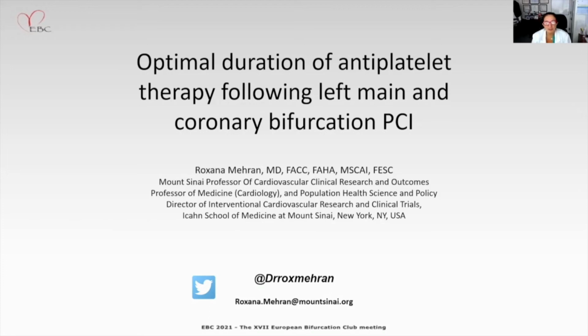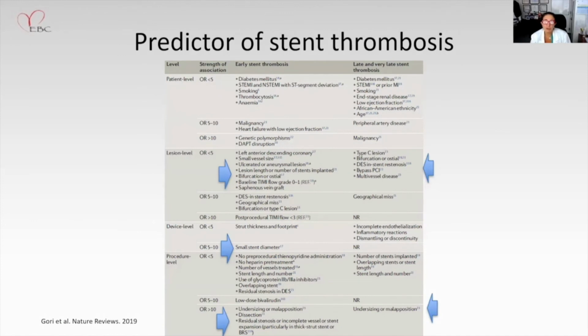It is my honor to be here, and I'm presenting on optimal duration of antiplatelet therapy following left main and coronary bifurcation PCI. So I want to go straight to the matter of why we worry about dual antiplatelet therapies in large bifurcation and left main, and it's all about stent thrombosis and stent-related complications.